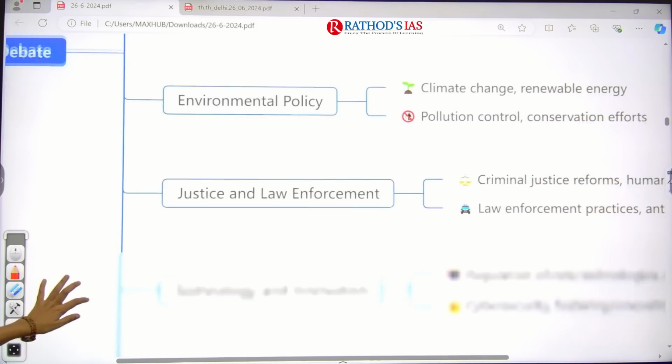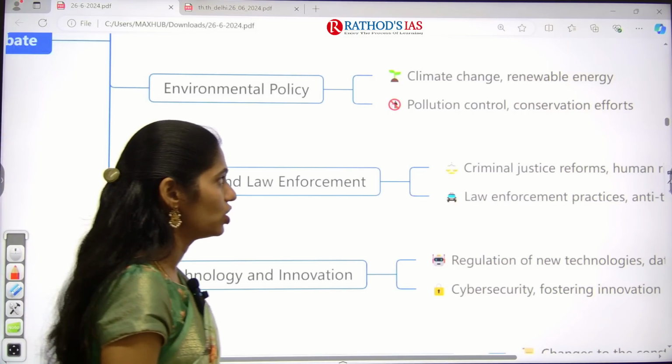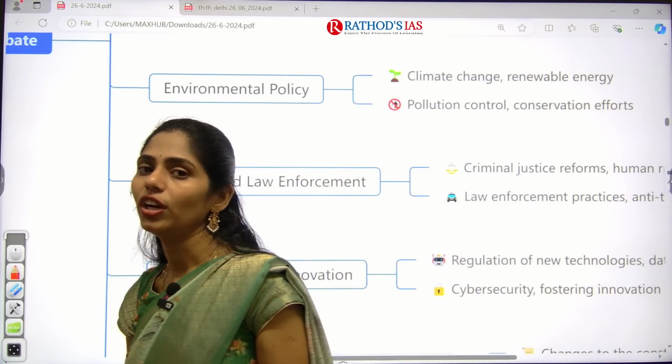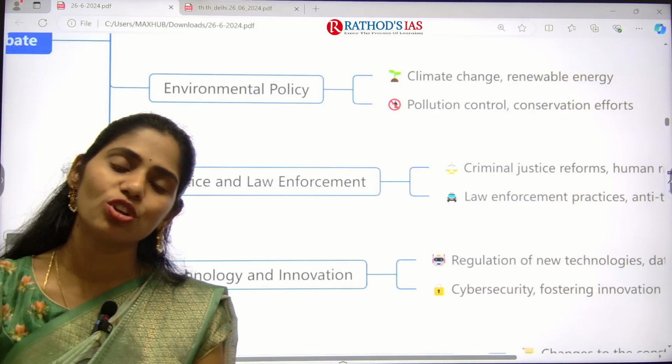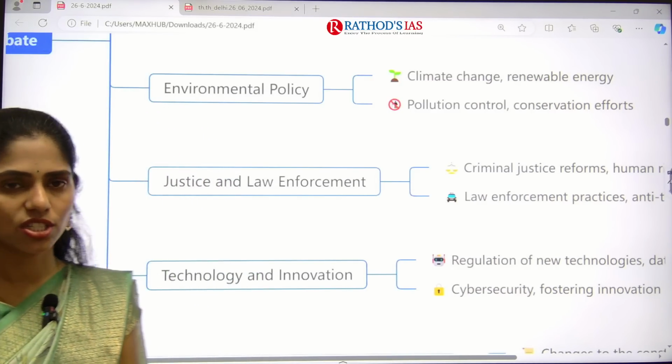And next one is we are going to focus on even environmental policies like climate change, renewable energy, pollution control, conservation efforts, and even if we want any amendments regarding any acts which are focusing on wildlife, biodiversity, etc. So there will be the discussions and debates.